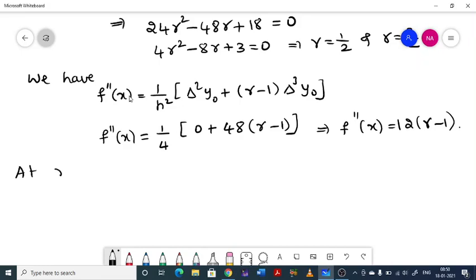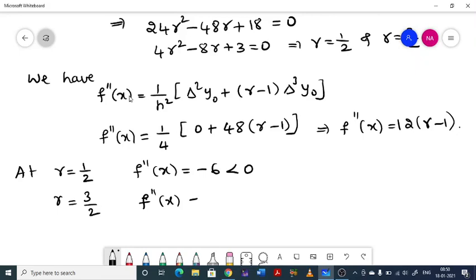At r equal to 1 by 2, we will be having f double dash of x equal to 12 into minus 1 by 2, that is minus 6, less than 0. And at r equal to 3 by 2, f double dash of x will be plus 1 by 2 into 12, so plus 6, greater than 0.